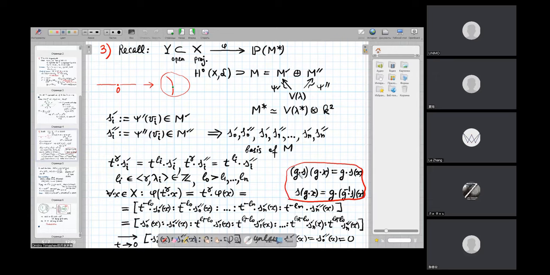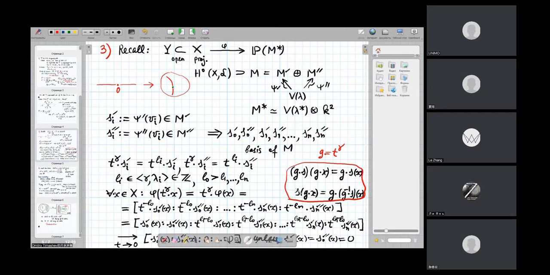So suppose that your G, let me maybe even draw something. So suppose that your G is just T to the gamma, okay? Yes. And suppose that your S, the section S, is one of these sections, which are eigenvectors for this action, yeah? Yes.